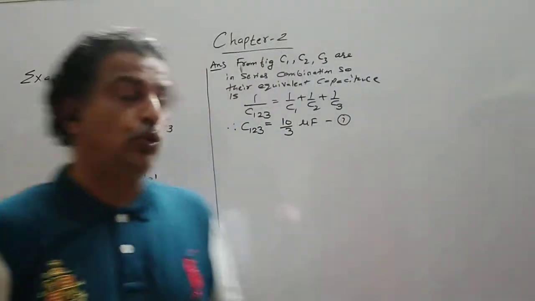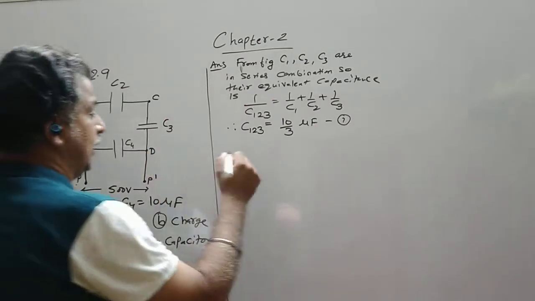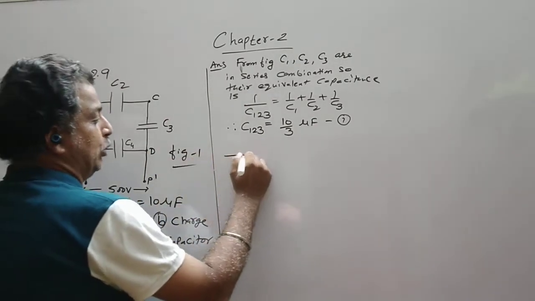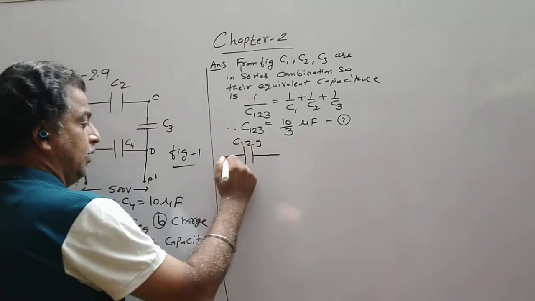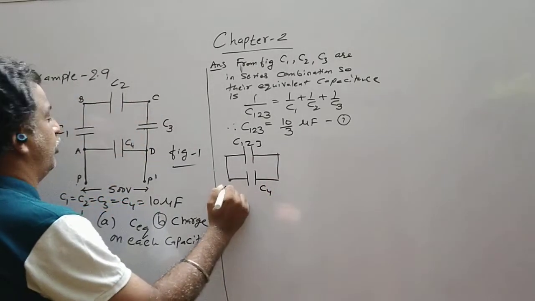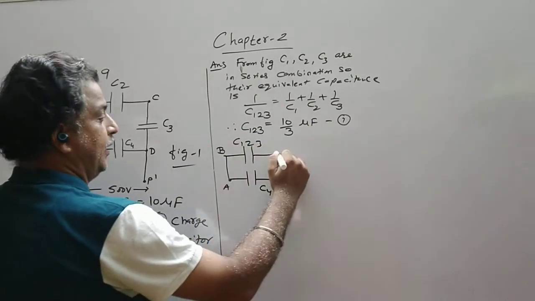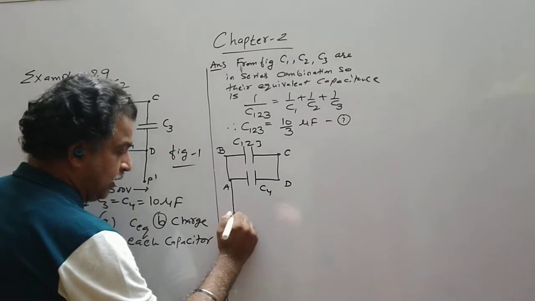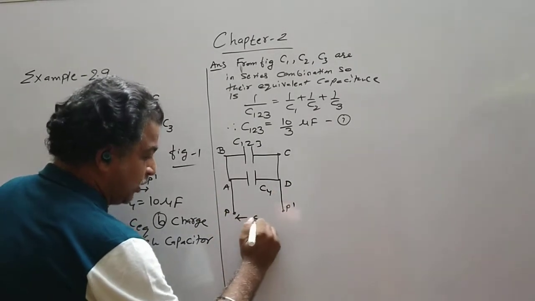Now C1, C2, C3 is replaced by C123. So the equivalent diagram, let this be referred to as figure 1. So now the equivalent diagram has C123. This is our C4, which is between points A and D, and now this becomes points B and C. So all three are replaced by this. And now this is your point P, this is your point P dash, and the voltage is 500 volt.